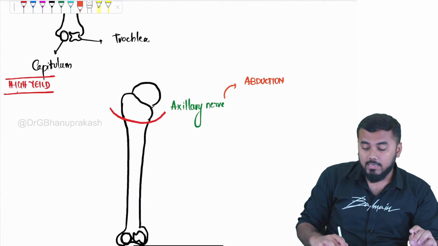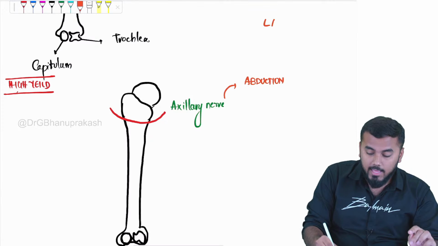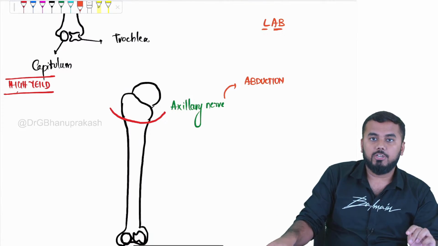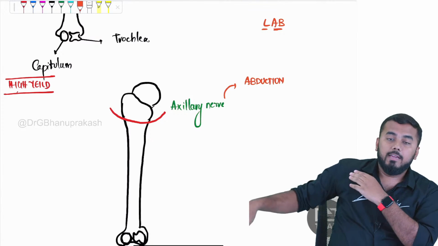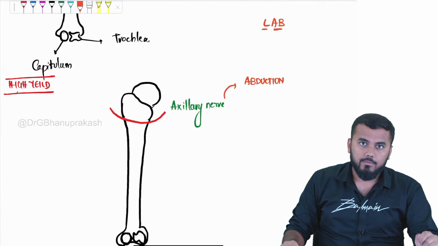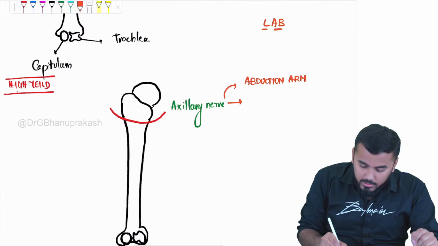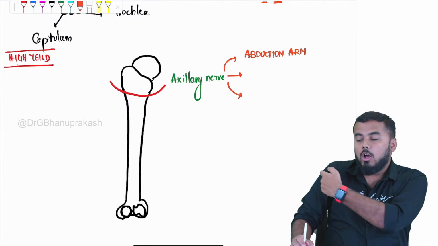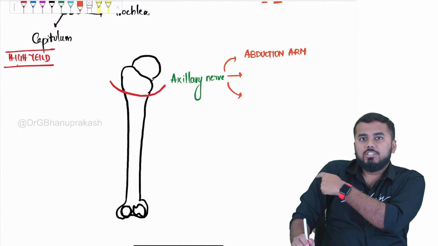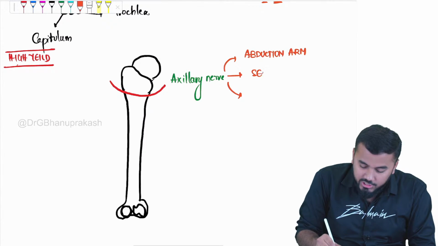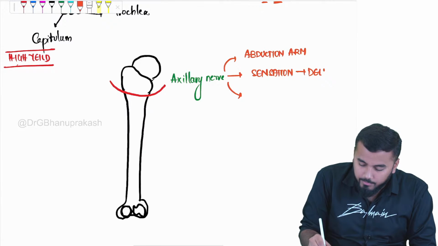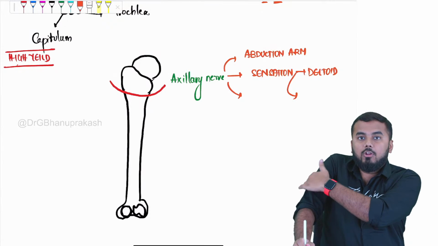I told you previously how to remember abduction and adduction. LAB: L stands for lateral, AB stands for abduction. It means if I'm moving my hand away, it is because of my axillary nerve. Abduction of the arm. Second and third important thing is that on the deltoid muscle, I can feel the sensation, right? So sensation on the deltoid.